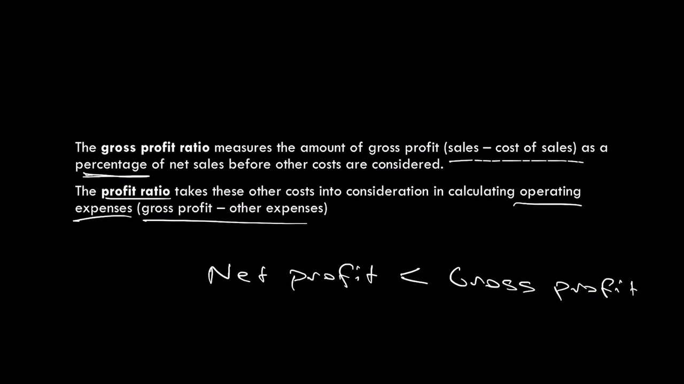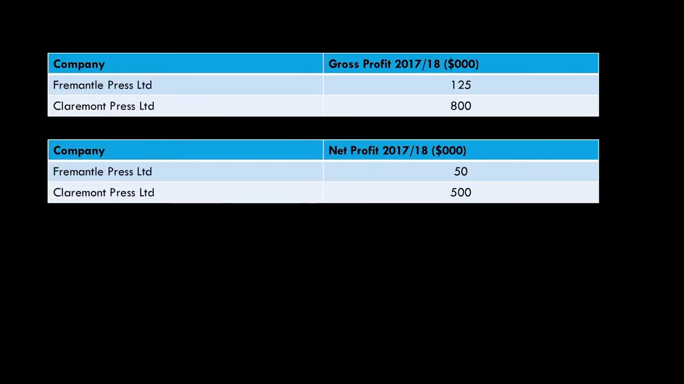So in order to illustrate the importance and function of profit ratios, we're going to look at the financial data of two companies that are in competition, Fremantle Press and Claremont Press. Both these companies are small publishing companies, and we want to try and determine which company is more successful by looking at their profit. So initially, we can see the profit data from these two companies clearly. Claremont Press has actually been able to make more profit, both in gross terms and in net terms.